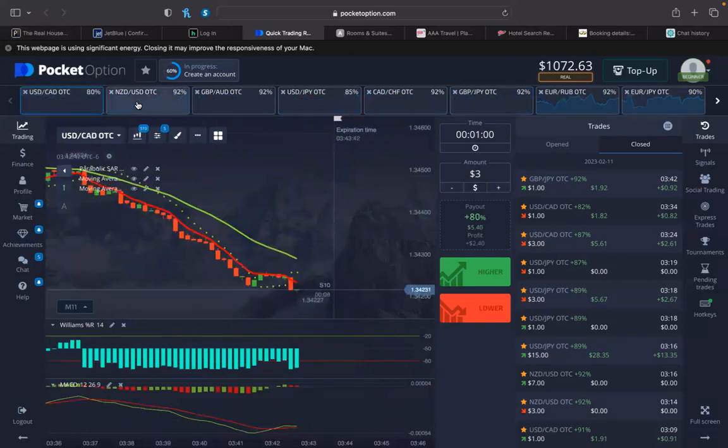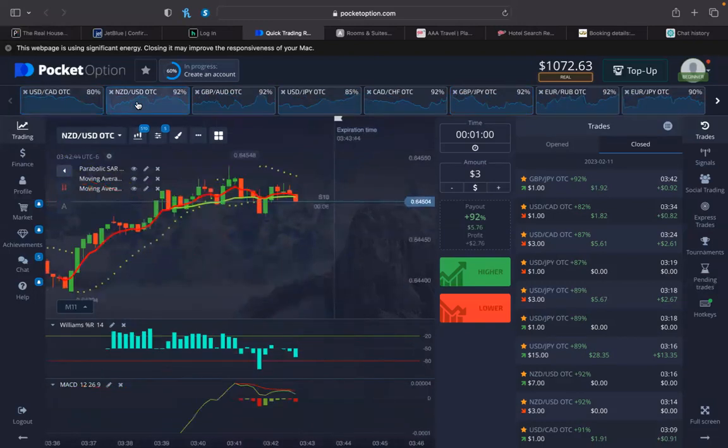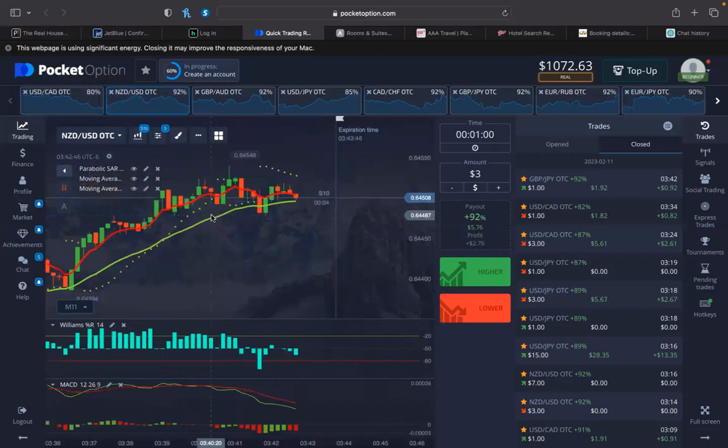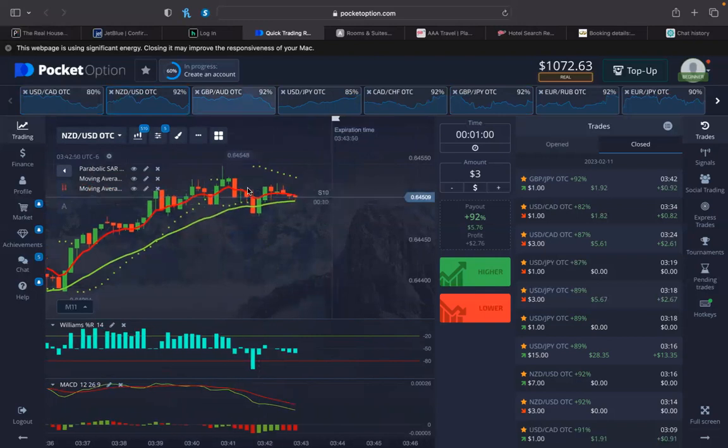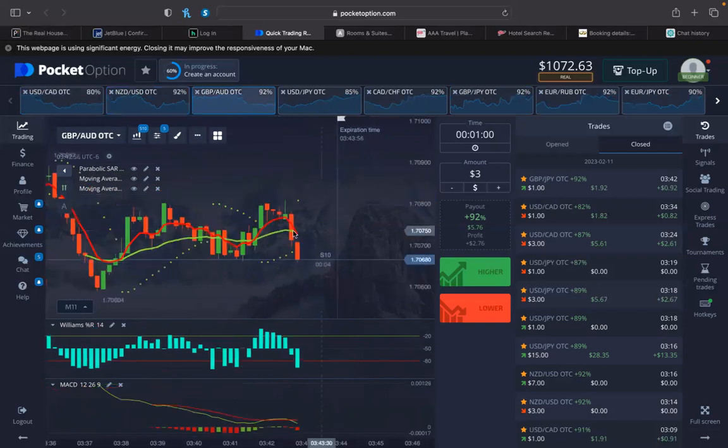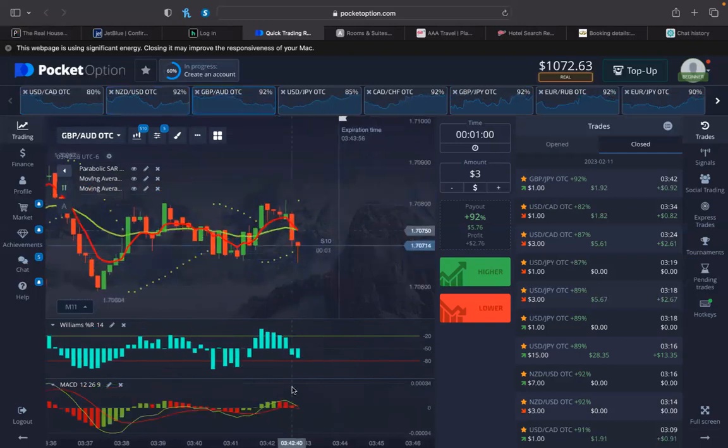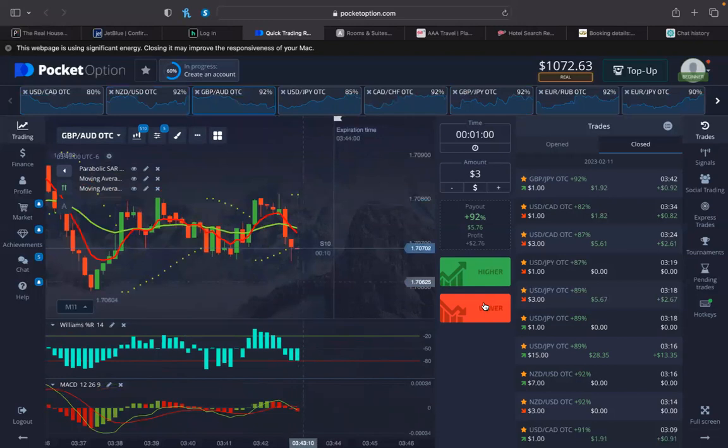That one is already crossed and it's been crossed for a long time. This one, no cross yet. Looks like it actually could be trying to go into consolidation just a little bit. Here we actually have the cross. We have it on both sides. So I'm going to take a $3 sell.